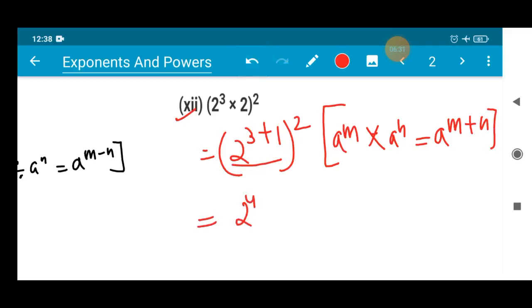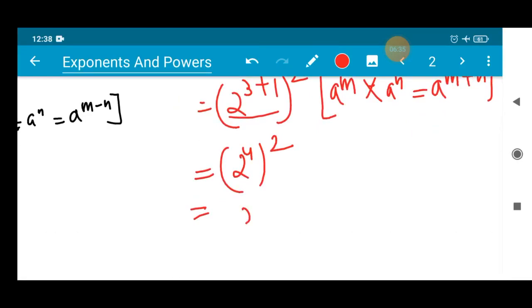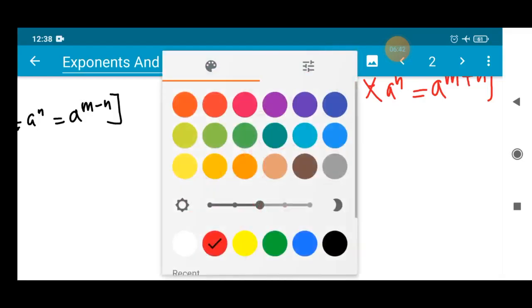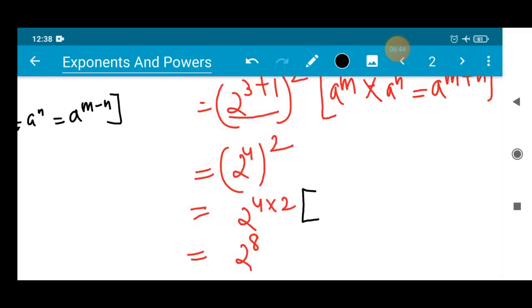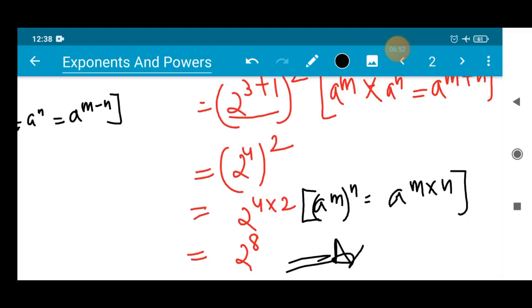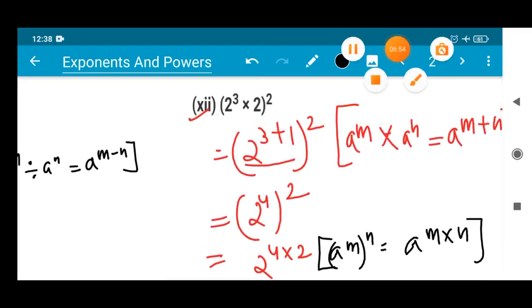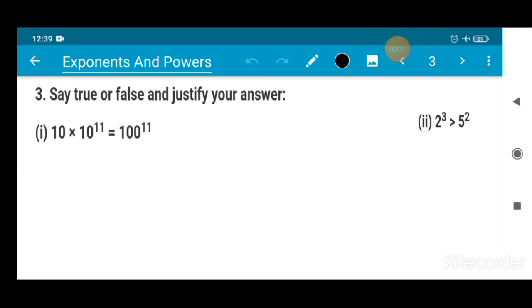So 2 to the power 4, to the power 2. So when you have power over power, what should be written? The exponent should be multiplied. So 2 to the power 8 can be written. So what rule have you used here? It is very necessary to write that whenever you have power over power, then the power or the exponent should be multiplied. So this is the thing, and we got the value, right? Okay, with that question, we are over with question number 2 now, finally.